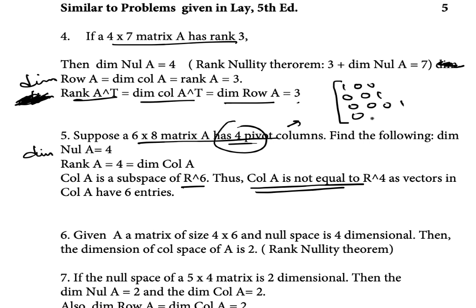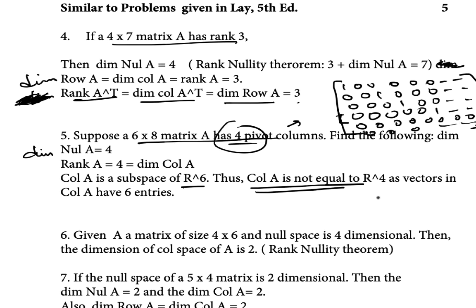Then 1, so 3 pivot columns, 1, 2, 3, and I can have a bunch of zeros also at the end, and 0, 0, 0, 0, 0, 1, so 1, 2, 3, then 0, 0, 0, 0, 0, so 1, 2, 3, 4. So this one has 8 columns and 4 pivot columns, and then the numbers: 1, 2, 3, 4, 5, 6, 7, and 8. It can be anything, we don't care. But it has 6 rows, so these are going to be a bunch of zeros, guys. You can have a bunch of zeros, but it has only 4 pivot columns. 4 pivot columns means the dimension of the column space, or the rank of A, is 4.